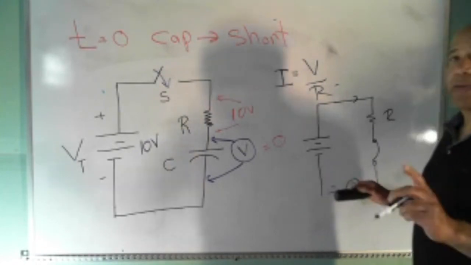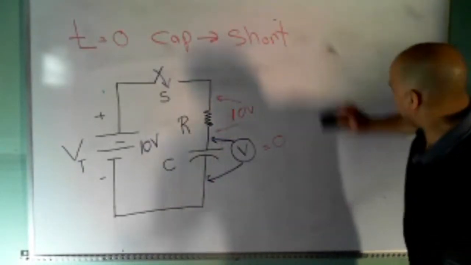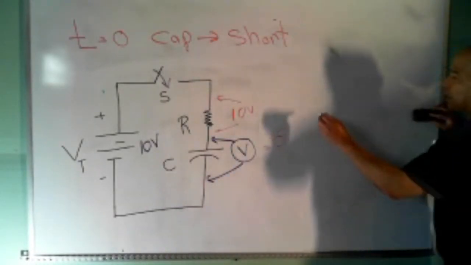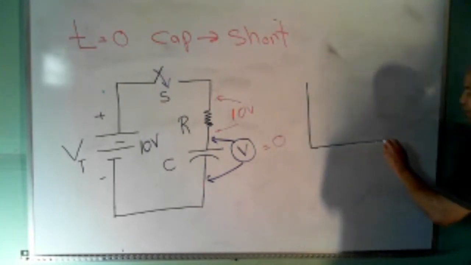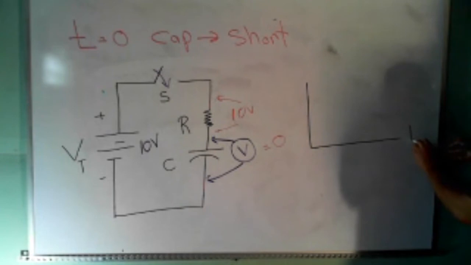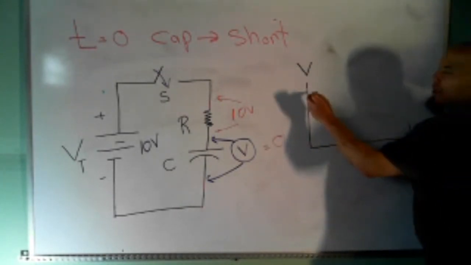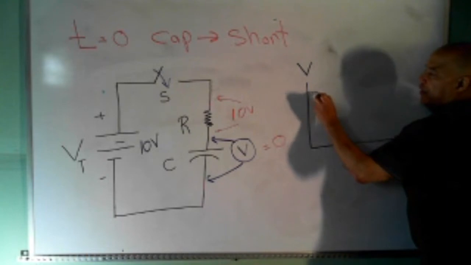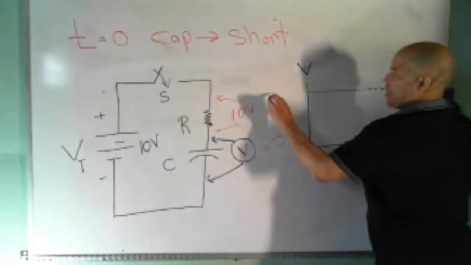Okay, let me go back to the graph. The graph looks like this, and it just shows you how the capacitor charges up. On this horizontal axis, we have time, and over here for right now, we have voltage. I told you that the capacitor can only charge as high as the source voltage, which for this circuit was 10 volts.